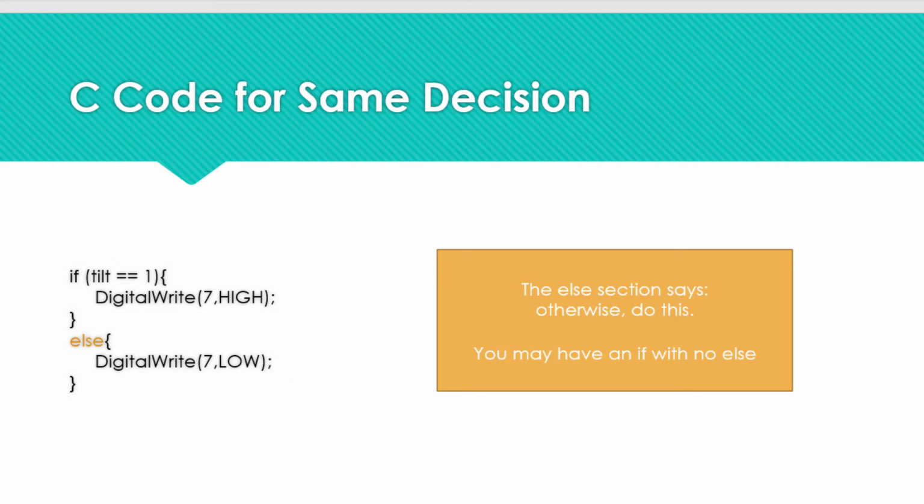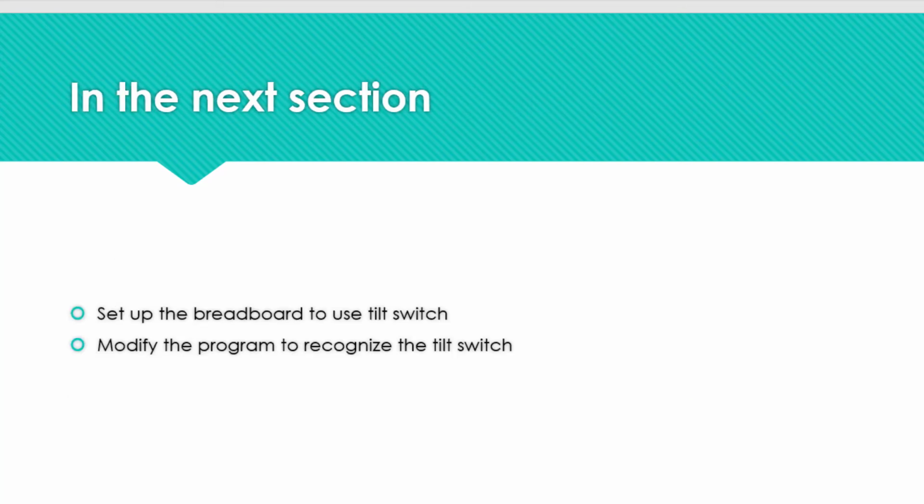In the next section, we'll go ahead and set up the breadboard to use the tilt switch, and then we'll modify our program so that it sees the tilt switch and tells the LED to go on or off if the board is tilted.